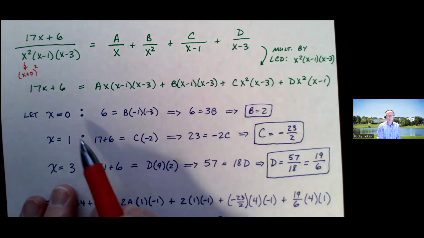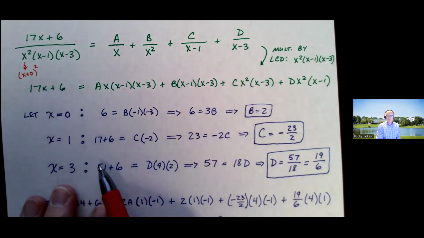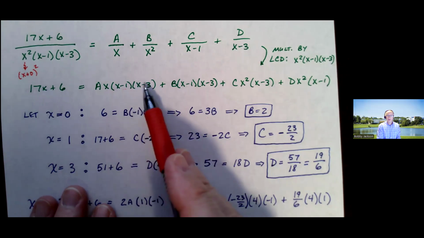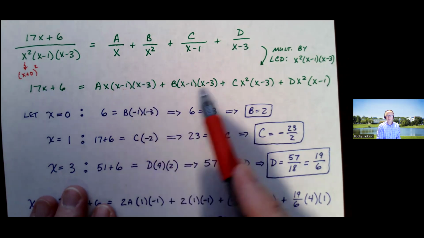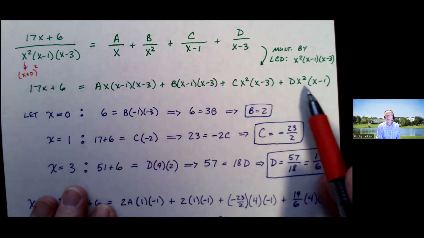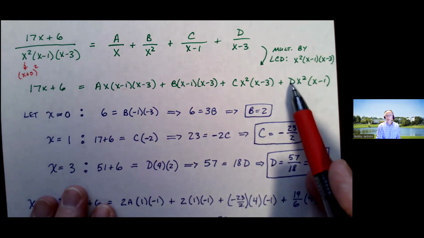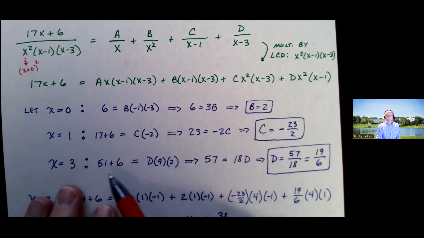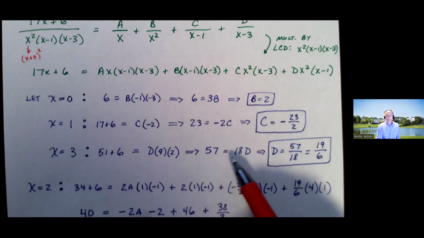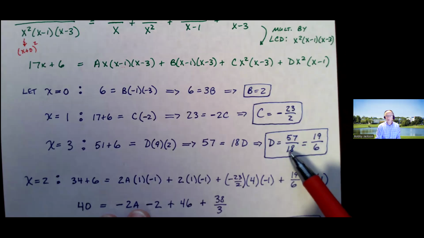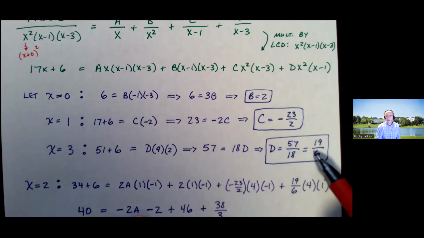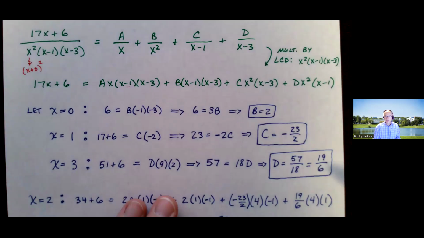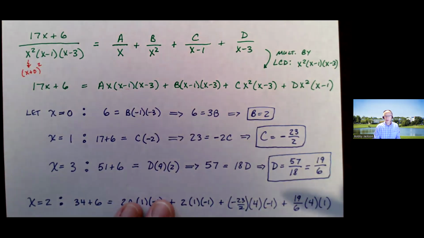And then x equals 3, right? Again, right here, I can plug that in. 17 times 3 is 51. This is 0 now. If I plug in x equals 3, this one is, and this one here is, this one is not. I get 3 squared, which is 9. 3 minus 1 is 2. So I get 18D. 51 plus 6 is 57. So I get 57 18ths for D, which simplifies down to 19 sixths. Okay. So I know B, C, and D.